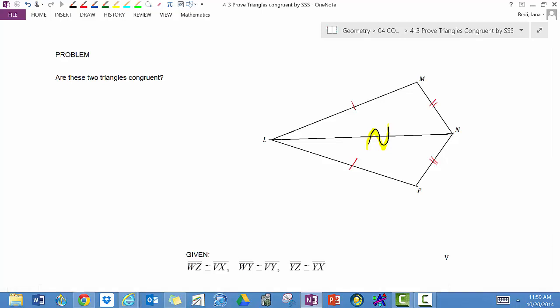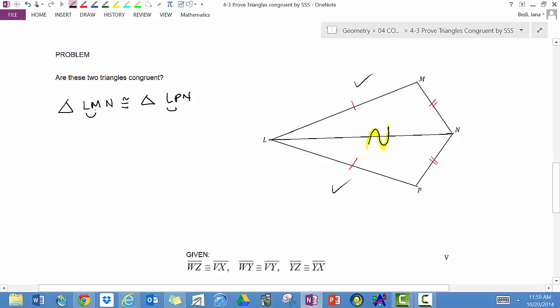Look at this problem. You've got two triangles with a shared side, and the way you indicate a shared side is you put an S symbol sideways indicating they're shared. Ask yourself, are these two triangles congruent? Are the three sides congruent? Yes, they are. So we would say triangle LMN is congruent to triangle LPN. Check your congruency statement. Is segment LM congruent to segment LP? Yes. Segment MN and segment PN? Yes. And is segment LN congruent to segment LN? It certainly is. So we have our three checks.